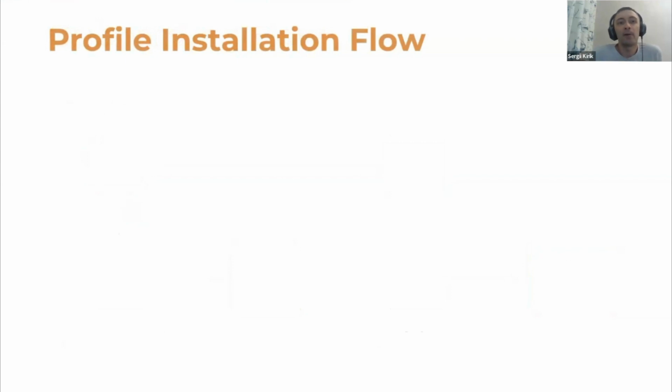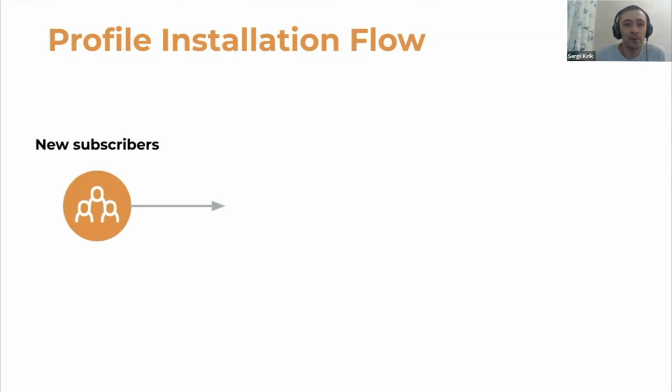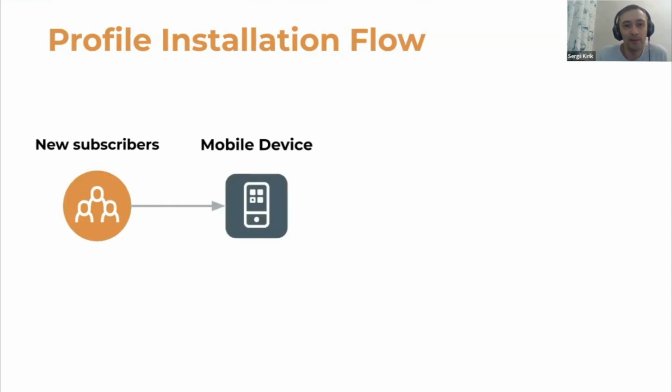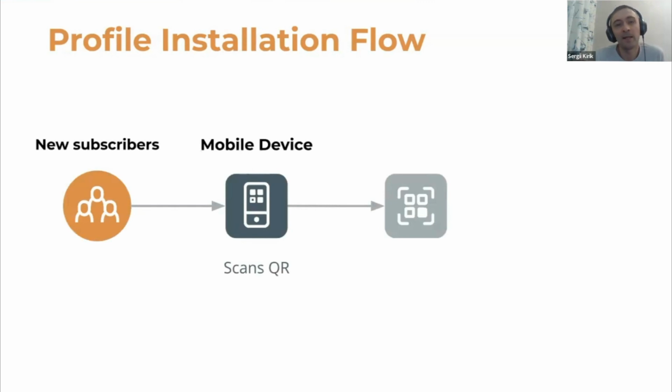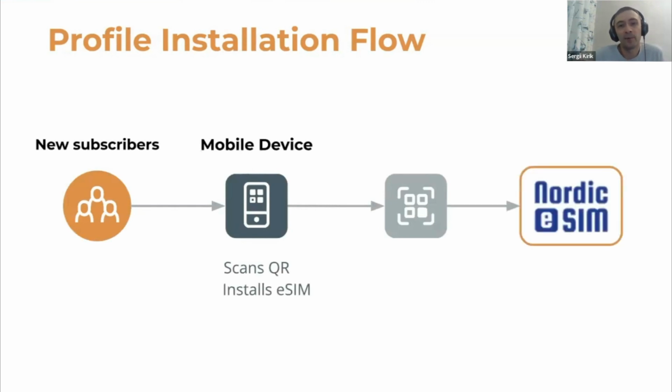The second flow is about profile installation. When we have received our activation details, it's time to go and enable the eSIM profile on our smartphone. So our new subscribers take their smartphone, their mobile device, find the QR code in the email and scan it. Once they scan, the mobile device goes to the Nordic eSIM platform to download the profile and install the eSIM into the device. So these are the two flows I want to show you today. And if you allow me, I'm going to just share my screen.